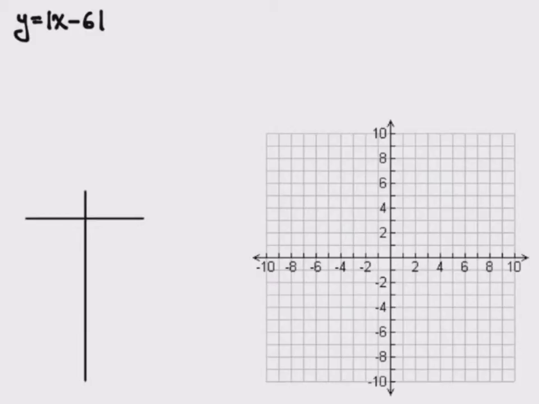And right away, I'd like you to pause the video, find some ordered pairs, graph them, and sketch what this graph should look like. And please make sure to find the x and y intercepts too.